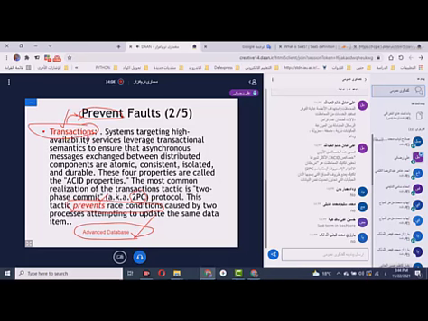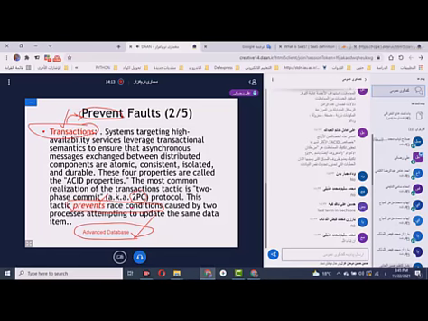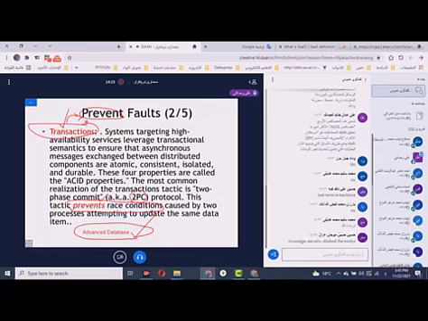This is transactions, and transactions will prevent some bad situations like race conditions. Okay, and you can use them to help you implement concurrency and consistency very effectively.